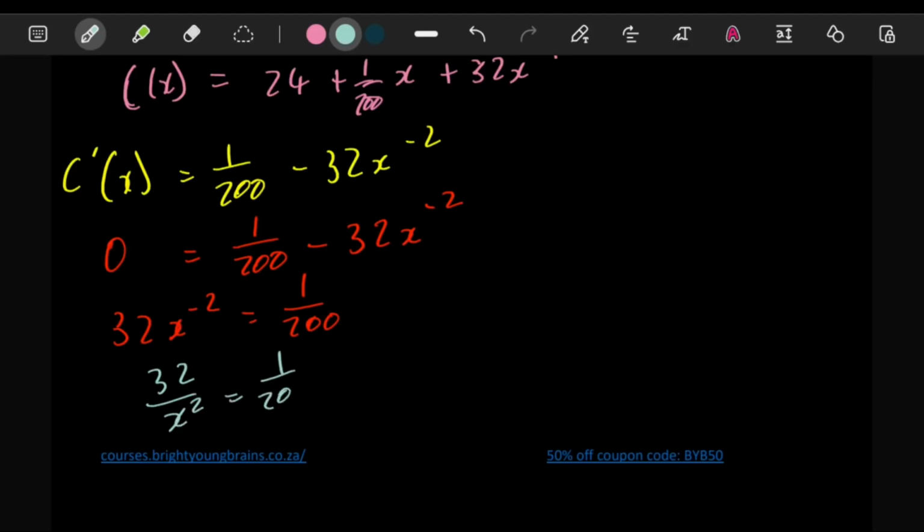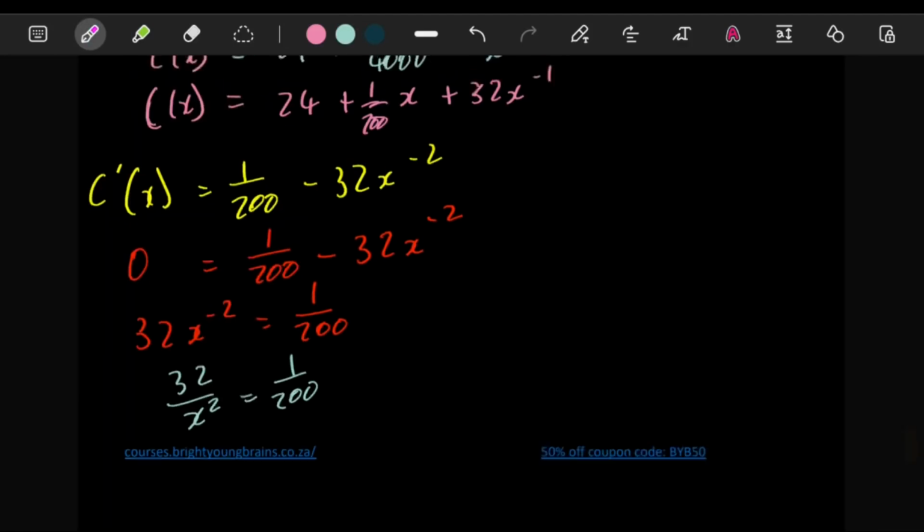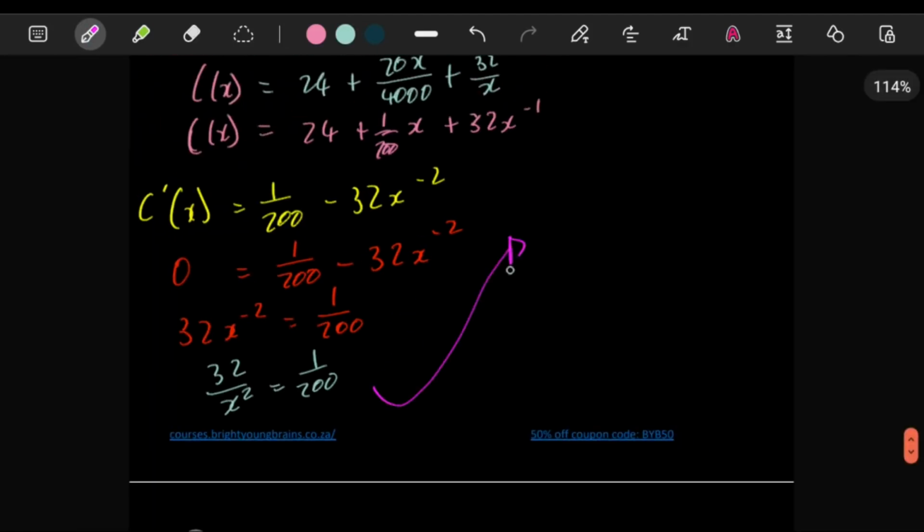And then here, to solve for x, you can actually just cross multiply. I like to change color, it feels good. So cross multiplying here, you're going to have x squared times 1, which is x squared. 200 times 32 is going to be 6,400. So 6,400, right? You're going to have to square root both sides over here.